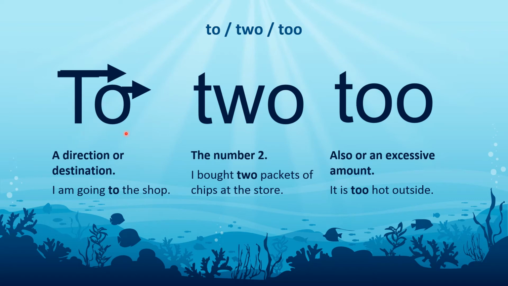The first one is referring to a direction or a destination. One O, direction or destination. Two O's, also. Think about your friend as being the first O. She likes pizza, you're the second O, you also like pizza. Or an excessive amount. Excessive means more than what is needed. So it is too hot outside. Like, it is really hot outside.